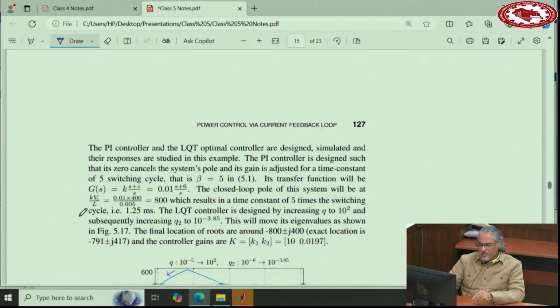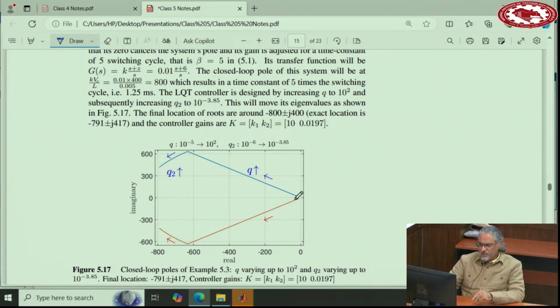Okay, so now let's say we increase Q all the way to this, and then increase Q2 to come here. They are now at negative 800. And the pole of the transfer function that we just discussed was also at negative 800. So I deliberately stopped here because I want to compare them together. I stopped at a similar transient response, or similar time constant if you want. And K1 and K2, one of them is 10, one of them is 0.0197.